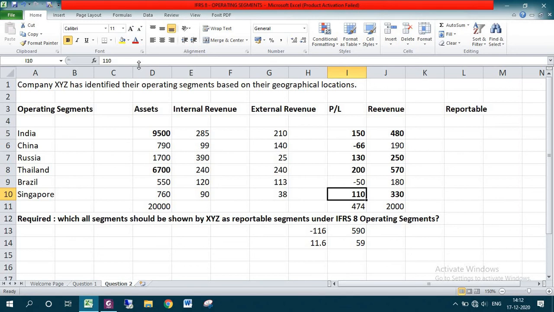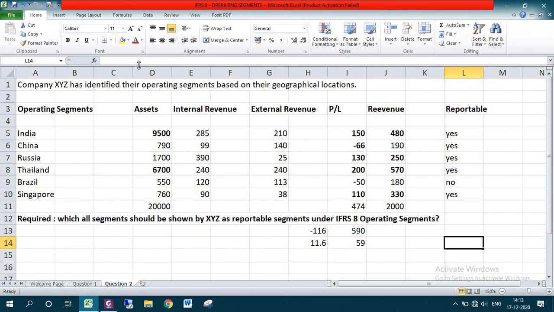Now let's see which are reportable and which are not. We just need any one of the criteria to be met. So we'll just see which countries have at least one of them. For first India, yes, it is reportable. Next is China, that is also a yes. Russia, yes, it's reportable. Thailand is reportable. Brazil is not reportable because it doesn't satisfy any of the criteria of being reportable. And Singapore also classifies as a reportable segment. So reportable segments are India, China, Russia, Thailand and Singapore, and other segments are Brazil. So Brazil will be classified as other segments.